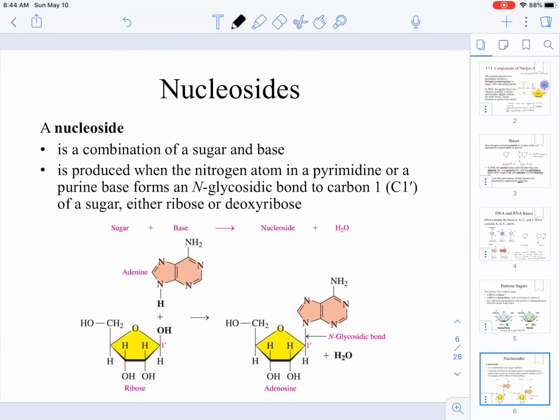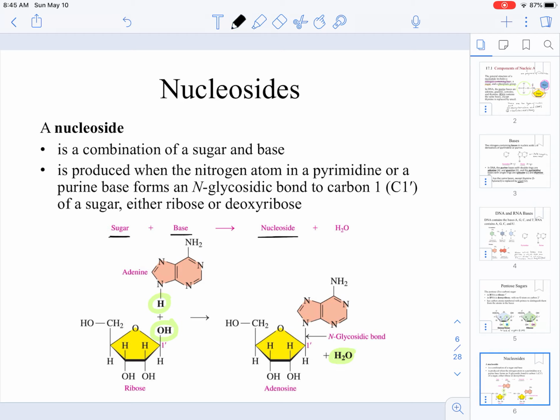Now, when we have the sugar bonded to the nitrogen base, that is known as a nucleoside. The reaction that occurs in order for them to be linked to one another is the removal of water. Remember that all of this is done by enzymatic reactions. So in essence, the H in the nitrogen base and the OH in the sugar motif are going to be linked to one another, and that's where the water is formed.